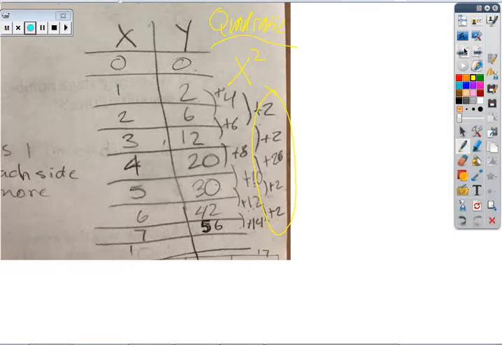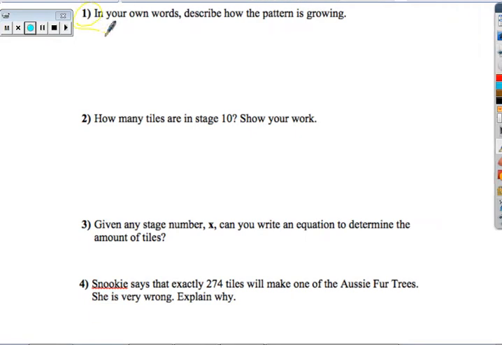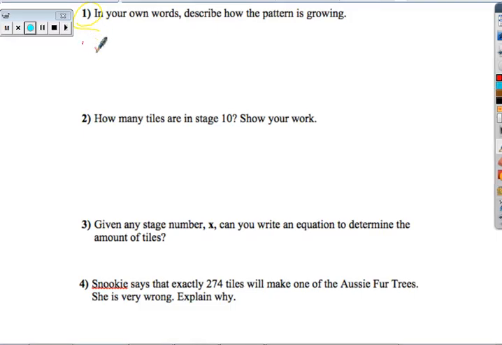But I do want to shed some light on the first question before we talk about that. So for this one, describe how the pattern is growing. There are a lot of different ways you could write this response, but one thing I would definitely state is that the rate of change is definitely not constant. And again, I'm writing this in shorthand notes for the sake of time. You'd want to answer this in full sentences.